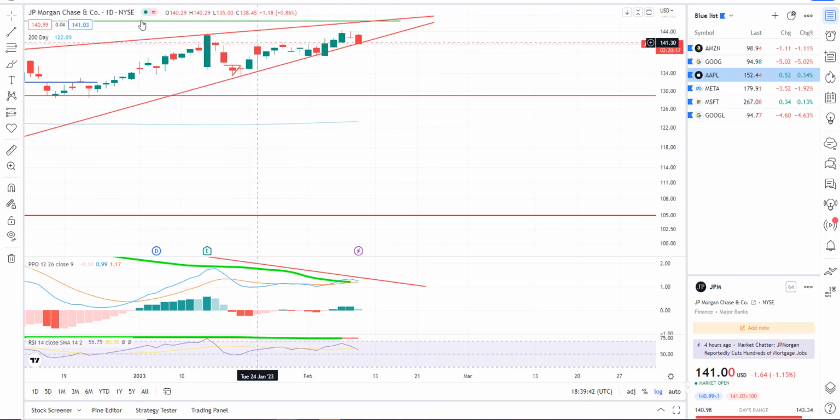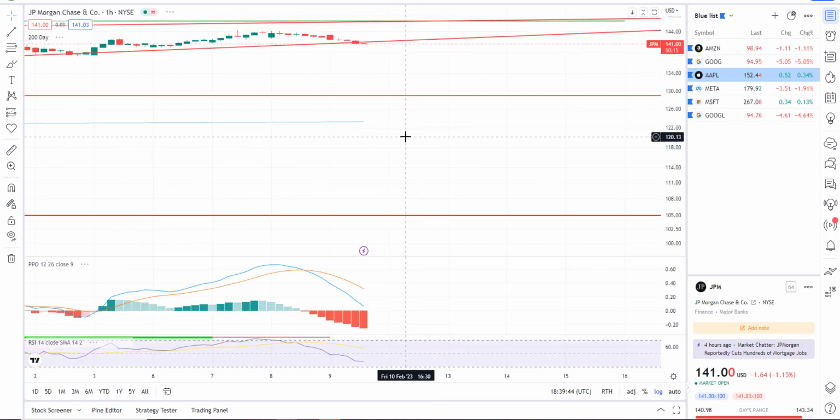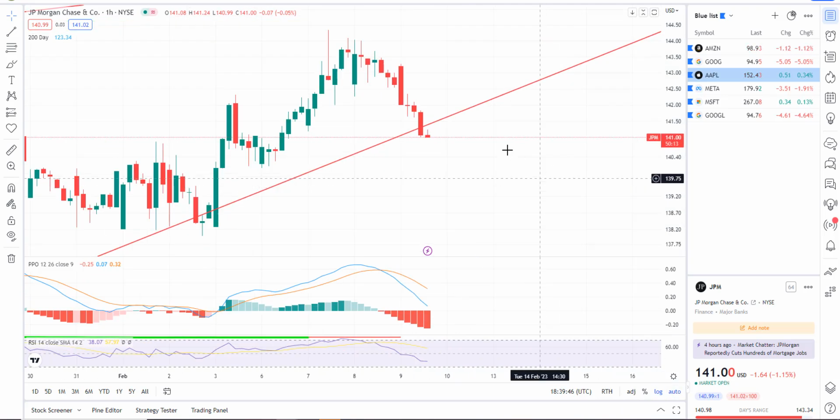No sell signal yet. It looks like it's just starting to crack. You look on the hourly here. If I zoom in, you can see just starting to crack. So we'll keep an eye on that. If the selling shows up into the close and this thing sells off, that would be your sell signal.